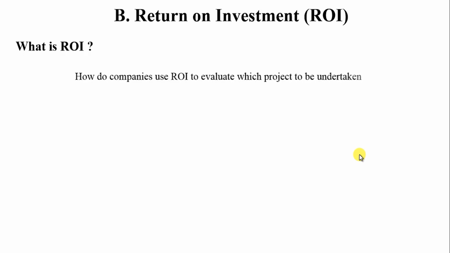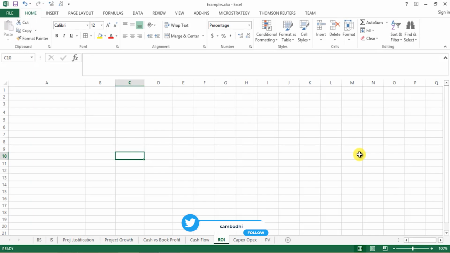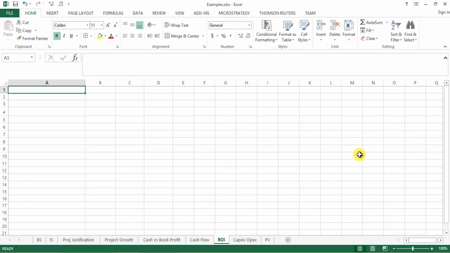Okay. So let's understand how companies use the return on investment to evaluate which project needs to be undertaken. And this can be understood better only by way of an example. So we'll go back to our whiteboard. Let's say the company is doing an analysis of which project it should take up, which project it should choose. Okay.